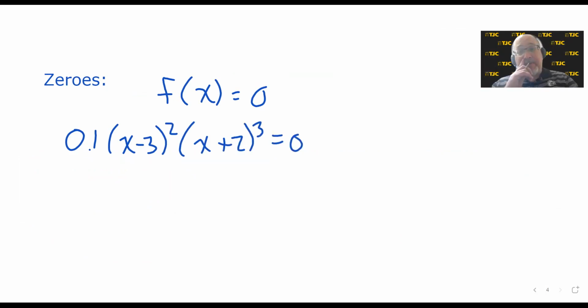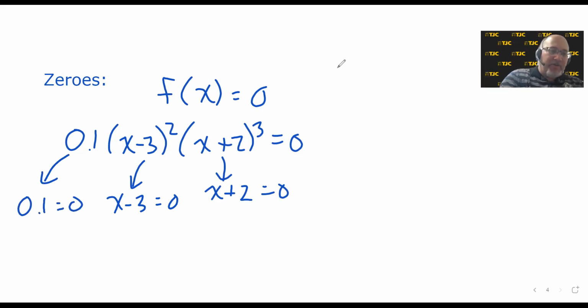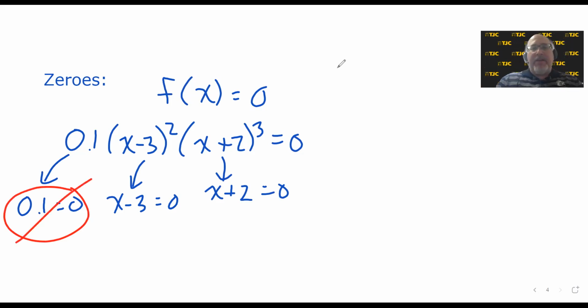Now, we could do a lot with this, but if we're just solving this equal to 0, we only have to put each factor equal to 0. X plus 2 is equal to 0. X minus 3 is equal to 0. And technically, you could also put 0.1 equal to 0, but that doesn't even make sense because those numbers aren't equal and there's no x to solve for. If we were to finish solving, we would get x equals 3 and x equals negative 2.